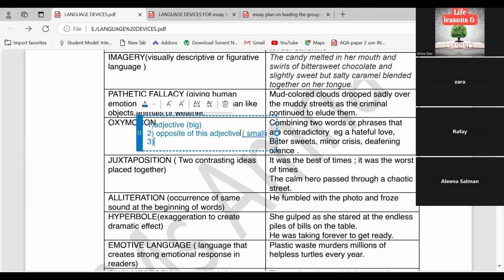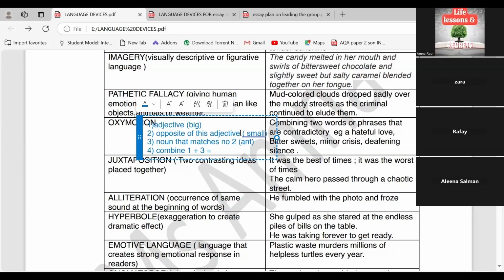The third step is that I now think about a noun that matches the adjective number two. I'm writing number two here. So the opposite of the adjective, small. What thing is small? Think about a noun which is small. For example, ants are really small. Now what I do is I combine the adjective and the noun. I combine 1 and 3 together.